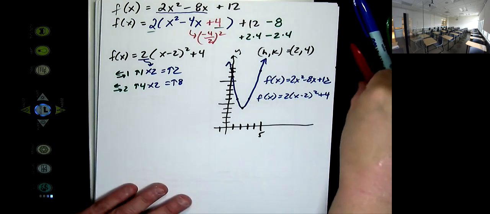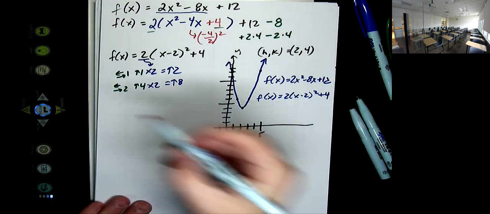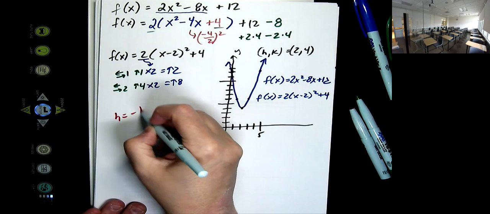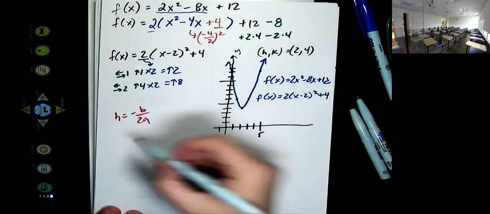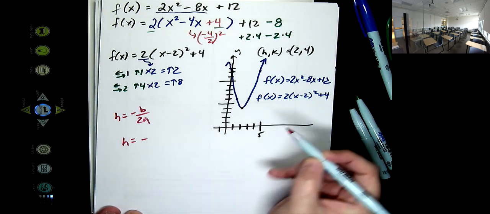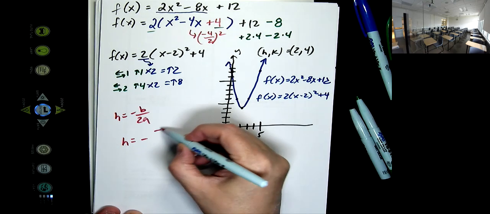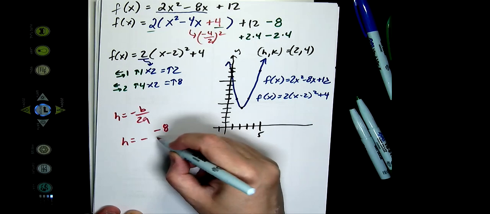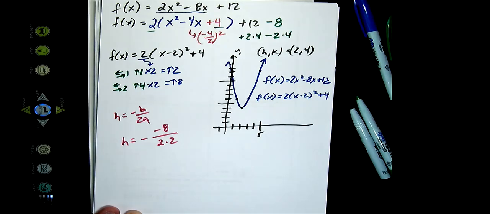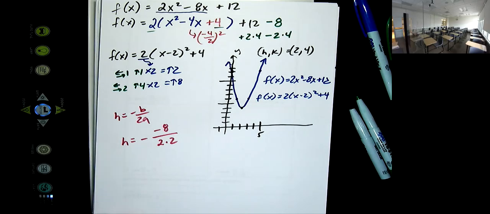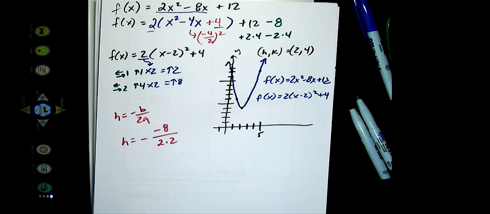So I had said h equals negative b over 2a. What is that in this case? B is negative 8. And a... Wasn't it called vertex form? I think it might be called vertex form, but I think there's more to it.